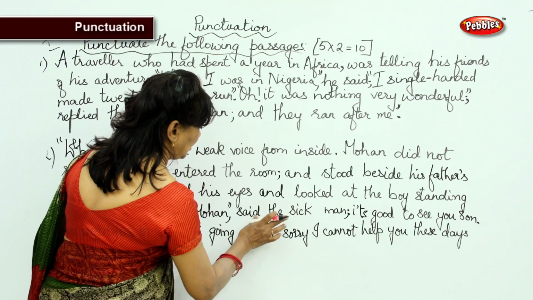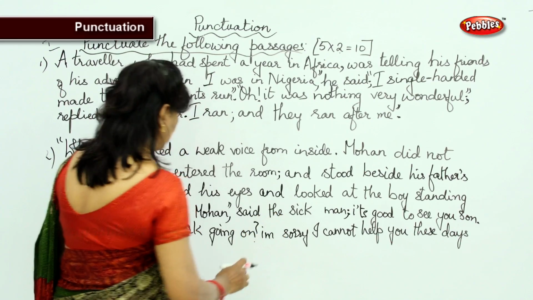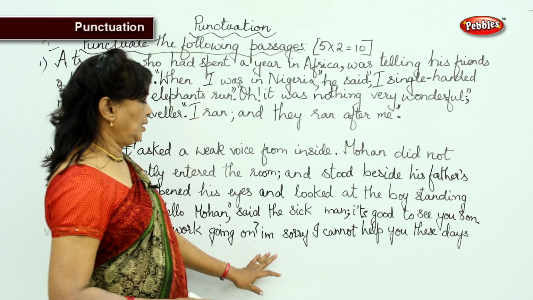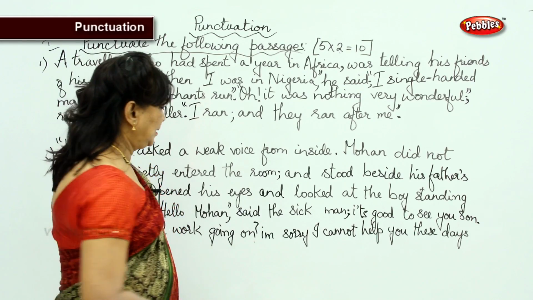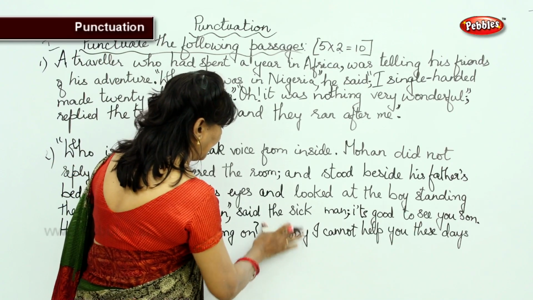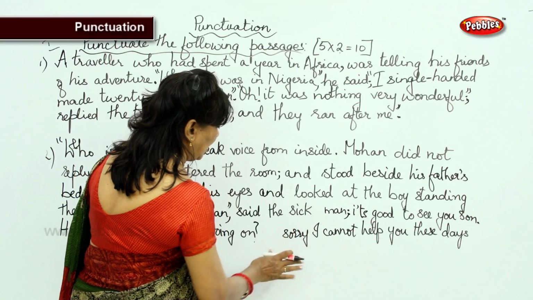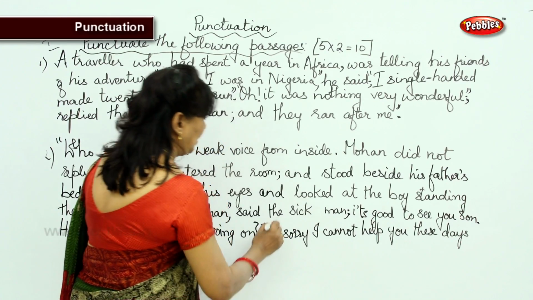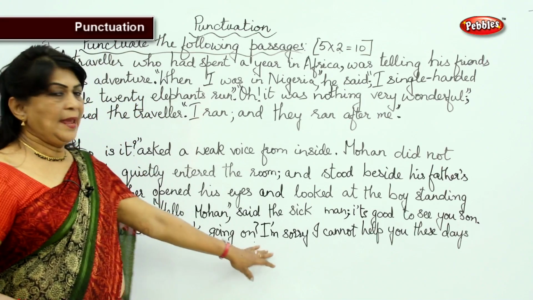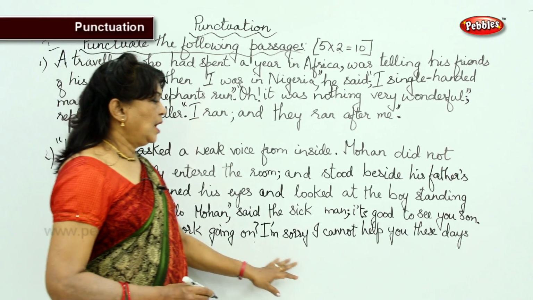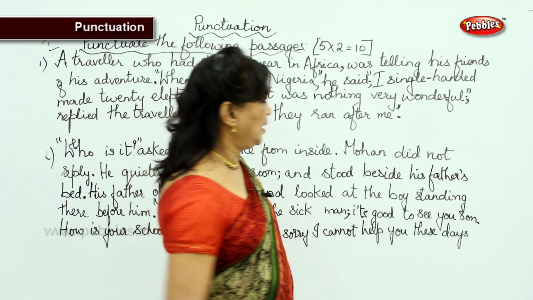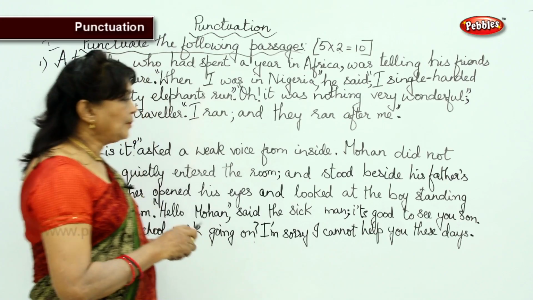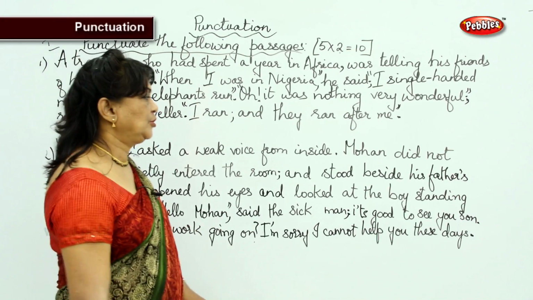Okay, the quotation doesn't end here. How is your schoolwork going on? Question mark. I'm sorry. What is that? It is I am sorry. So whenever I is used as a pronoun, you have to use capital I and apostrophe and M. I am sorry. I cannot help you these days. Full stop. Now try reading the passage with all the punctuation marks.